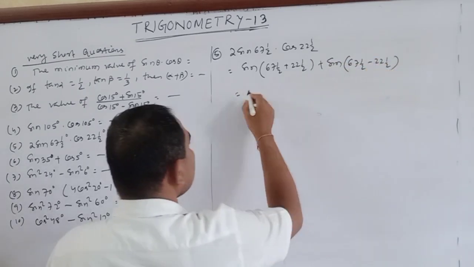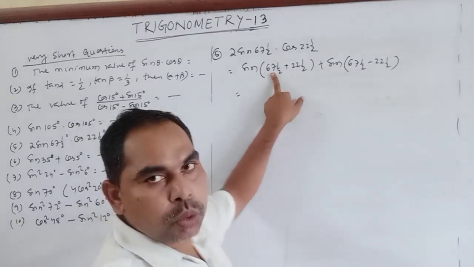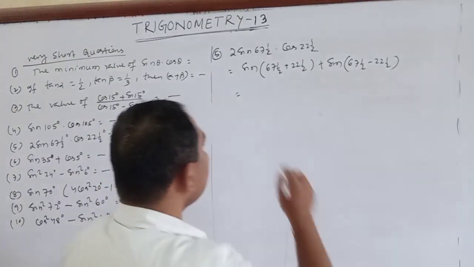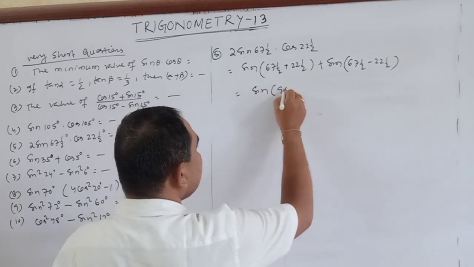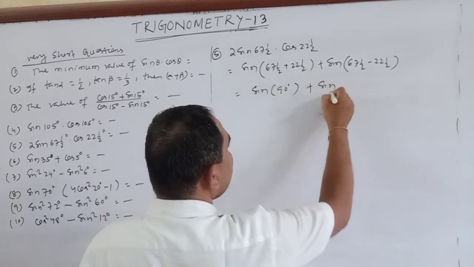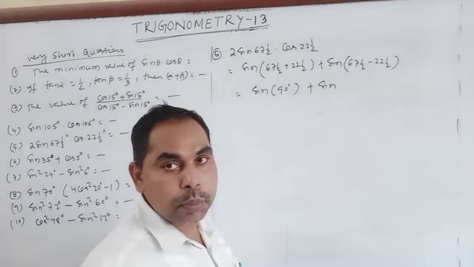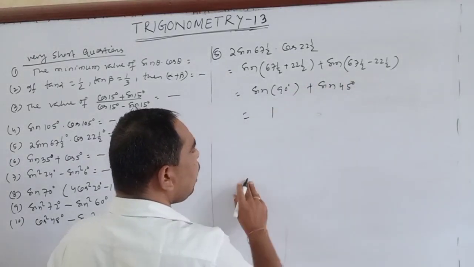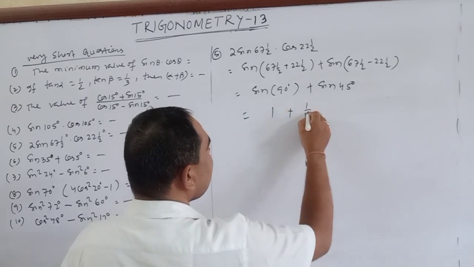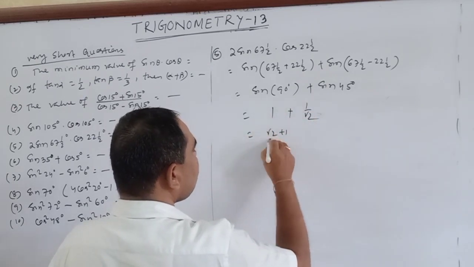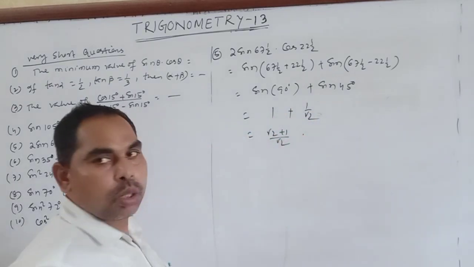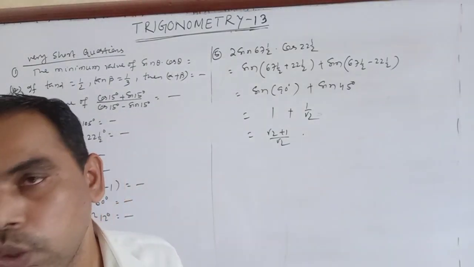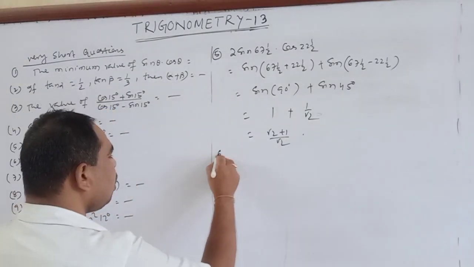So this is sin(67.5 + 22.5), which means 90°, so this is sin 90°. And plus sin(67.5 − 22.5), which means 45°. So sin 90 means 1 and sin 45 means 1 by root 2. So it is equal to 1 + 1/√2. Okay.